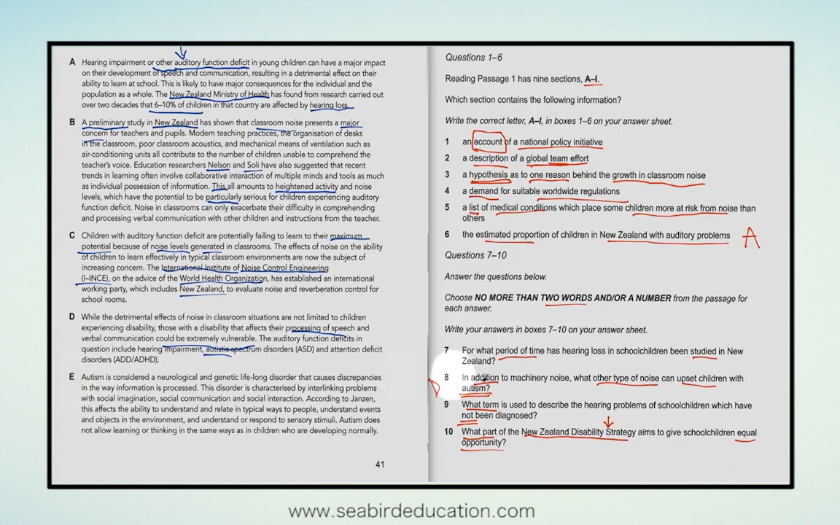Here we go, autism again, so maybe we should look at E as well for number 8. Autism is considered a neurogenetic and lifelong disorder that can cause difficulties in the way information is processed, according to Janssen.